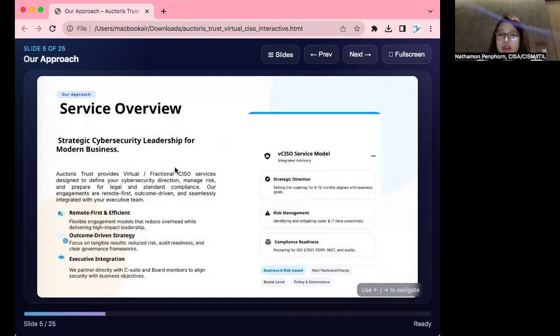Service overview. This is strategic cybersecurity leadership for modern business. At Auctoris Trust, we provide a virtual fractional CISO service designed to define your cybersecurity direction, manage risk, and prepare for legal and standard compliance. Our engagement is remote-first, outcome-driven, and seamlessly integrated with your executive team. In this service model, we talk with you to understand your strategic direction, like your future product pipeline, or the future business risk of your business strategy, if you have a technology platform supporting those kinds of businesses.